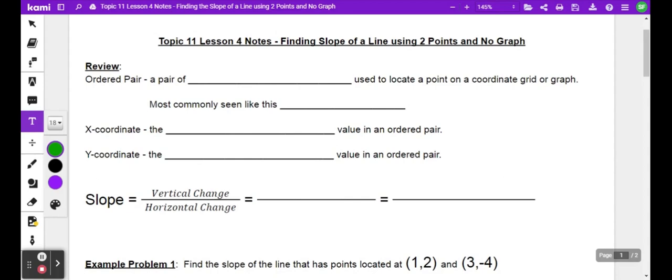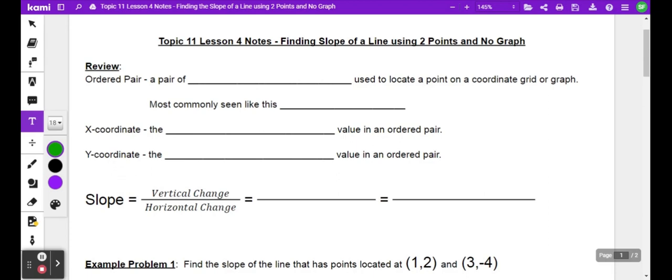Hello, everyone. Welcome to the Topic 11, Lesson 4 set of notes on finding the slope of a line using 2 points and not having a graph. So just a little bit of review here.